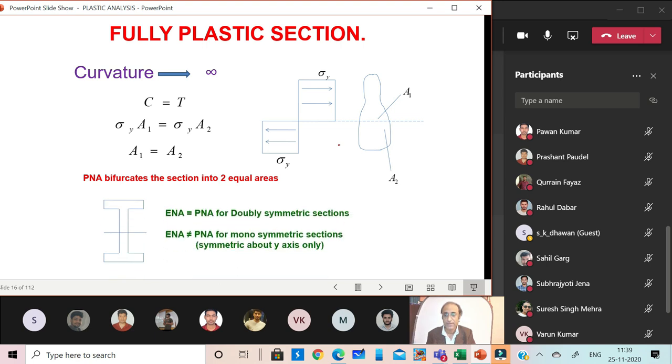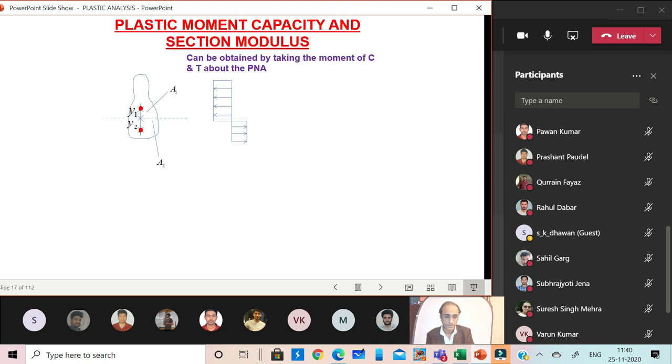If for example we have a bisymmetric section like an I section, which is a doubly symmetric section, then the elastic and the plastic neutral axis will both be the axis of symmetry. But if it is a monosymmetric section like this one, which is symmetric about the y-axis only, then the elastic and the plastic neutral axis will not coincide. Let's say A1 and A2 are the two areas, one in compression, one in tension, both equal, and their respective CGs are also shown, Y1 and Y2.